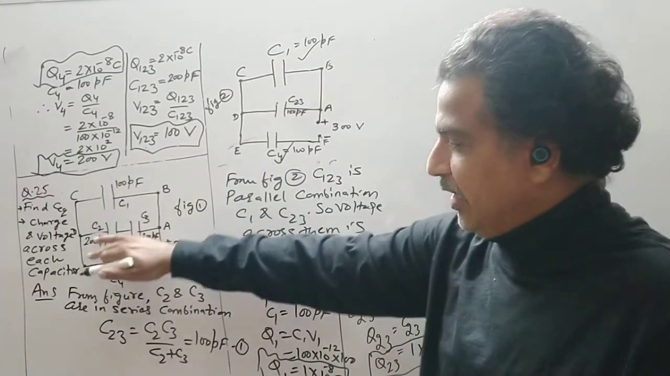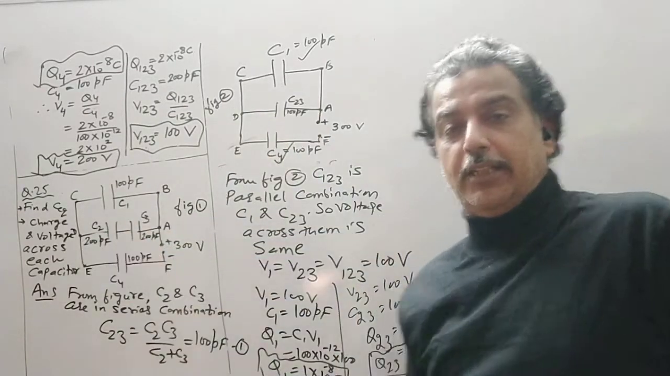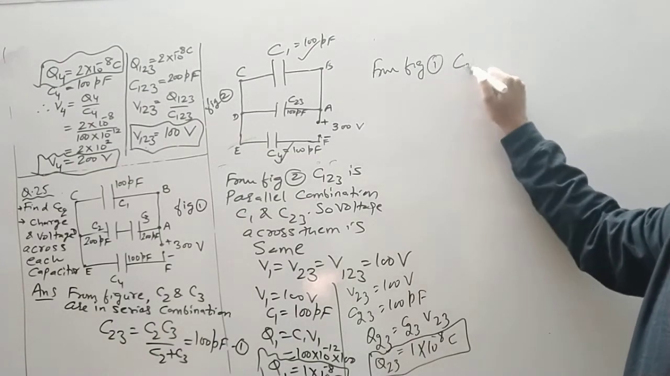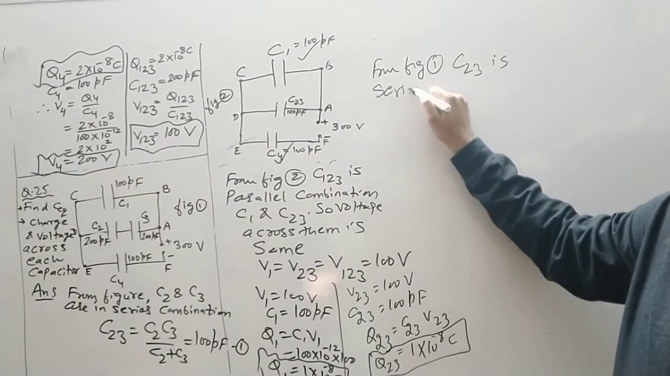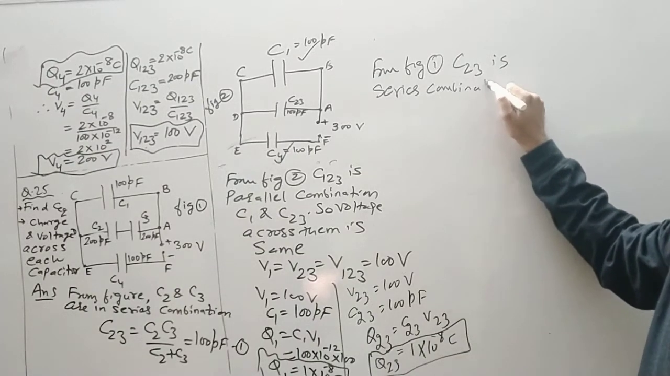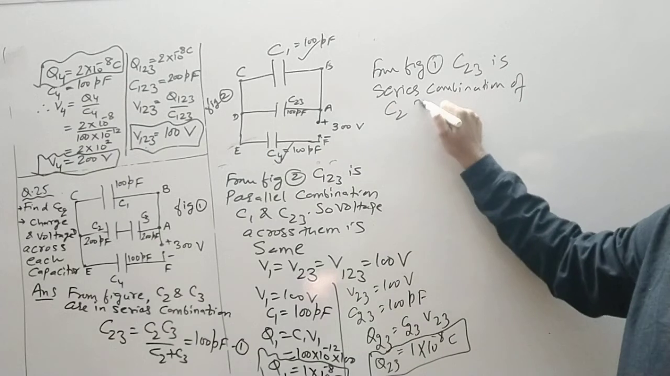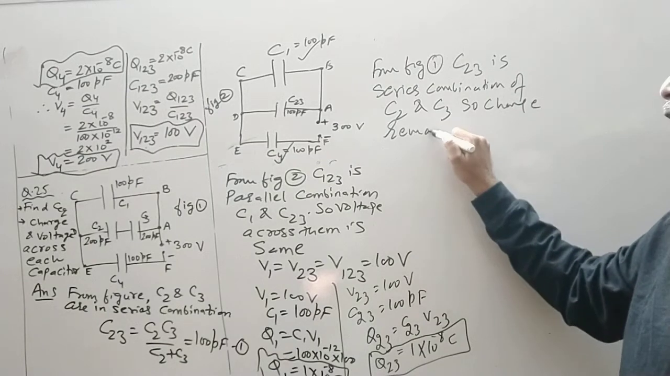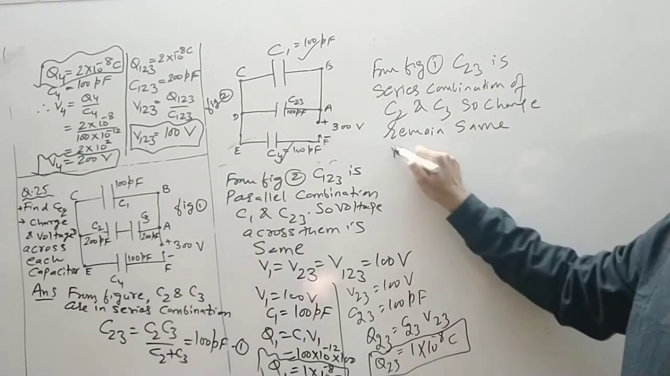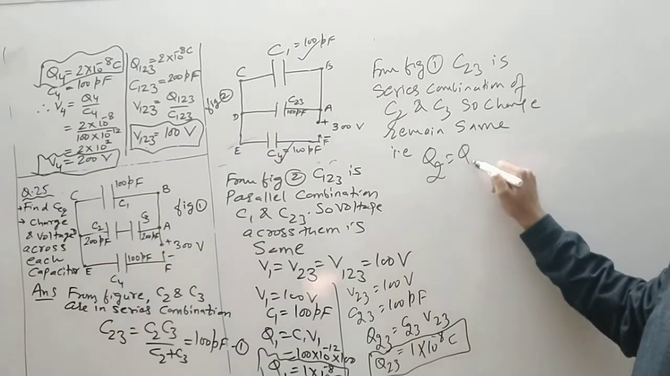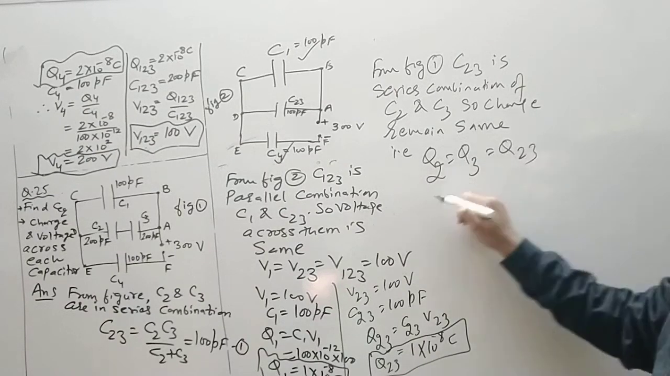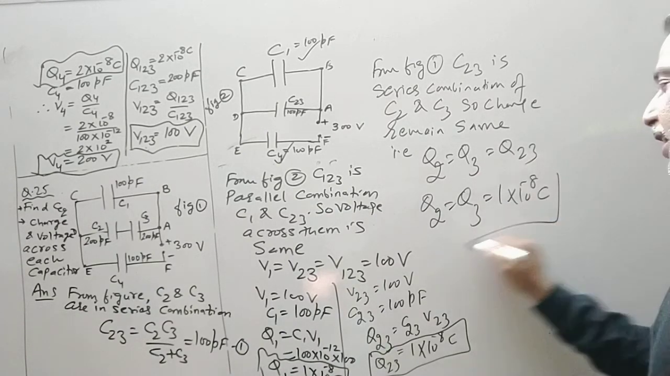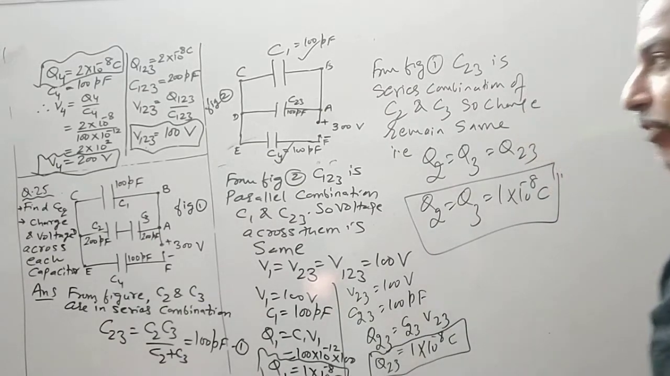Now I come to the first figure. C23 is a series combination, and in series the charge remains the same. So from figure 1, C23 is a series combination of C2 and C3. So the charge remains the same, that is Q2 is equal to Q3 is equal to Q23. Therefore Q2 is equal to Q3 is equal to 1 into 10 raised to minus 8. So all the values are being found.